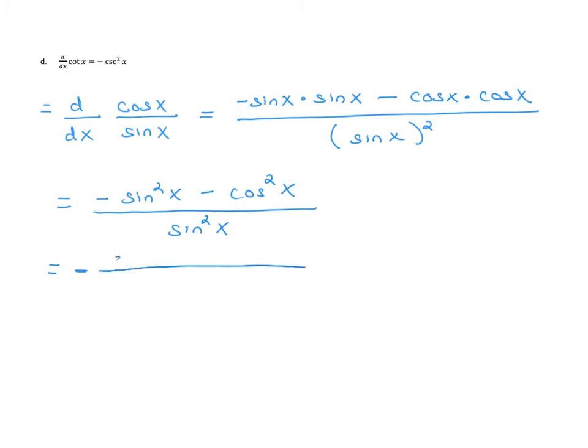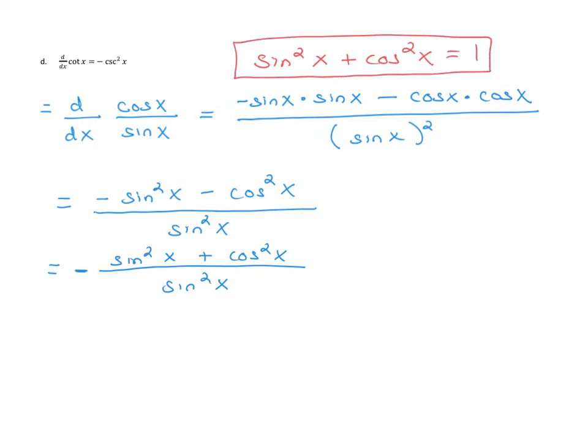This is negative sine squared of x plus cosine squared of x all over sine squared of x. And just as a reminder, we have this identity that says sine squared plus cosine squared for the same angle x is equal to 1. Therefore, this is really negative 1 over sine squared of x because this numerator is really just 1. The definition of cosecant is 1 over sine, so this is negative cosecant squared of x.